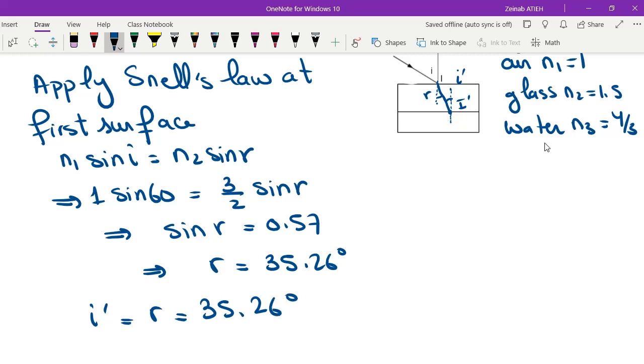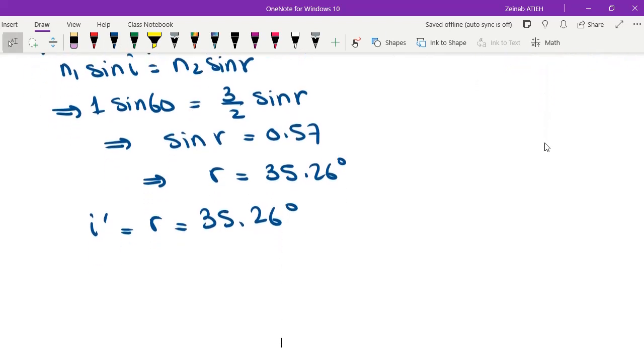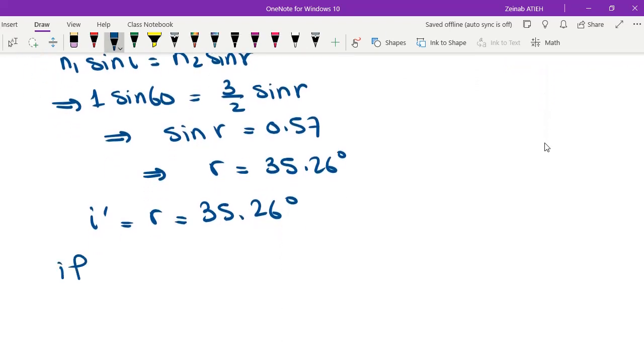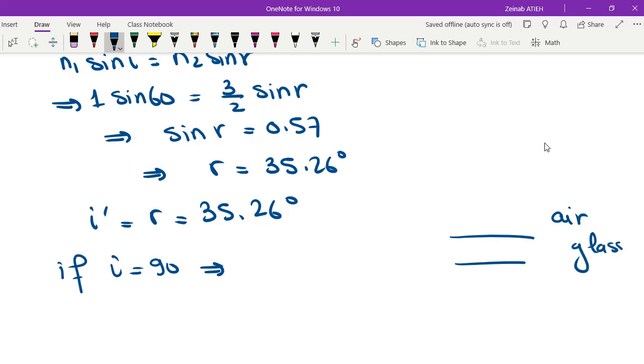Now if I equals 90, we should also apply Snell's law. Let me just draw it. Here I have air, here glass, here water.